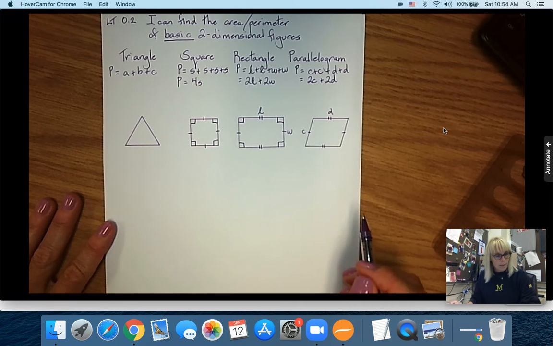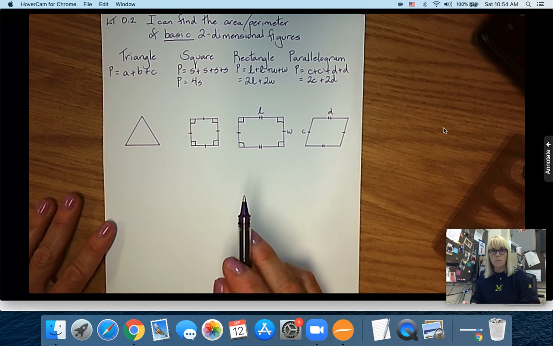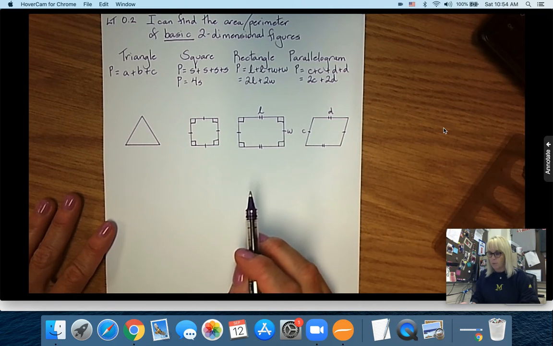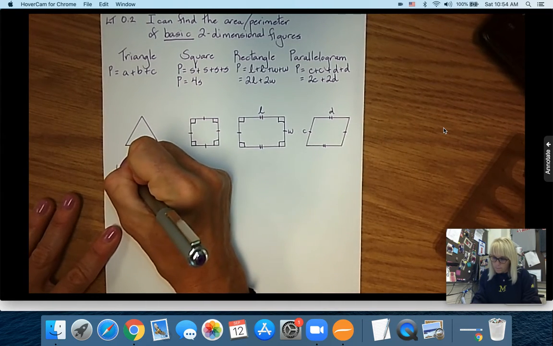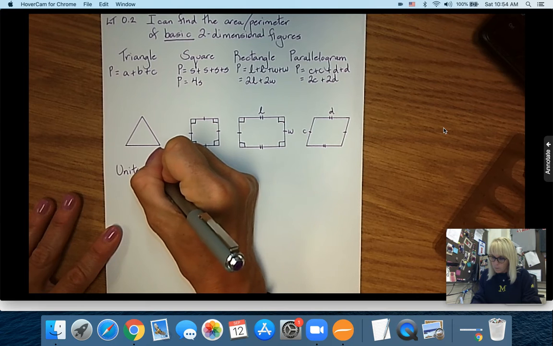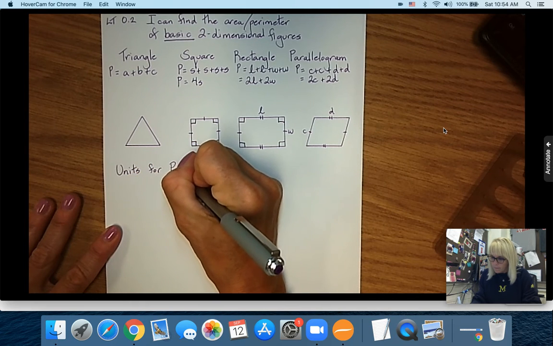Okay, we're back. Next, let's talk about area. Area is a little more tricky than perimeter. Again, perimeter is the distance around. Let's talk about units on perimeter, so units for perimeter before we get to area.